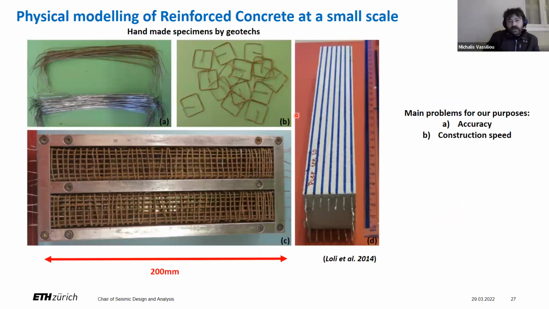So how do we go at such a small scale? See, here is what the geotechs are doing for reinforced concrete. There are several problems with this. This is good enough for the geotechs. We're mainly focusing on soil. This is supposed to be a column. But the first issue is the accuracy. I mean, really, this doesn't look nice.